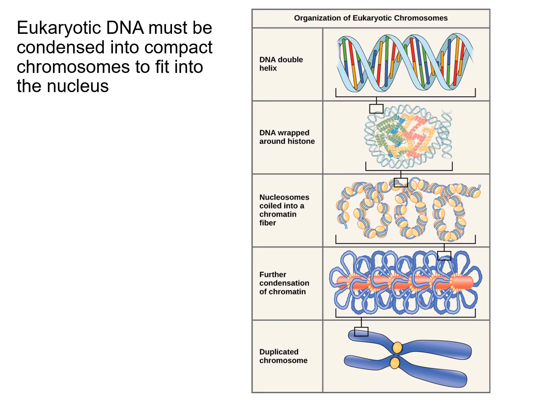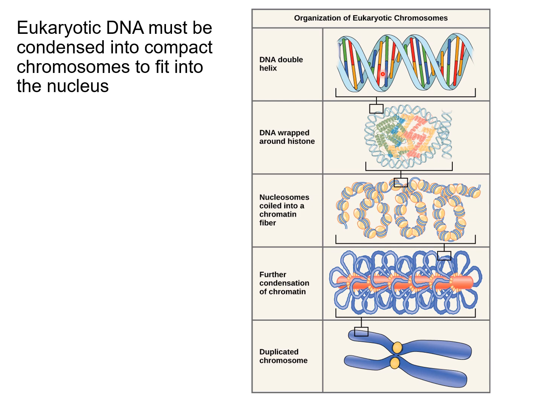So compared to prokaryotes like bacteria, eukaryotic DNA has to be condensed into compact chromosomes in order to fit into the nucleus. So you can see over here a DNA double helix. You've probably all heard of the DNA double helix. And basically what we have, you see this light blue here is the backbone that's made up of phosphates. And then the little rainbow colors in between, those are base pairs. So that's like adenine paired with thymine or cytosine paired with guanine. These are what make up your DNA.